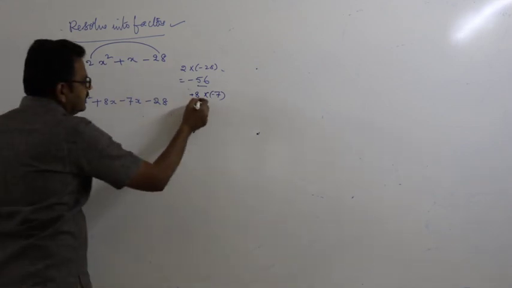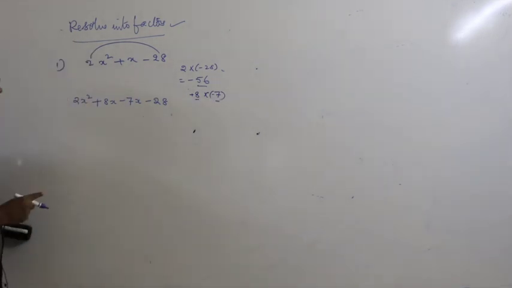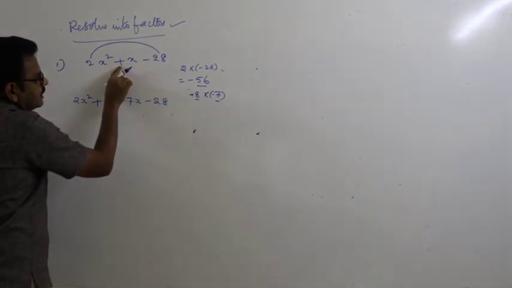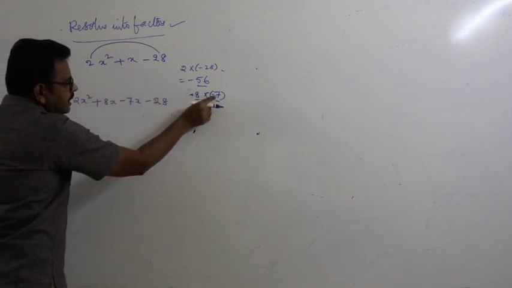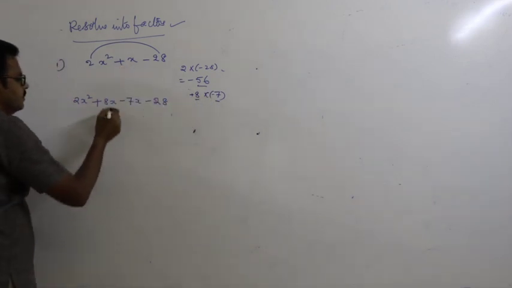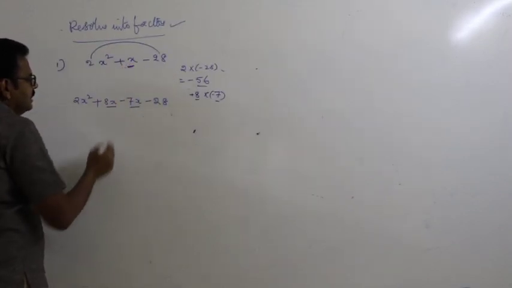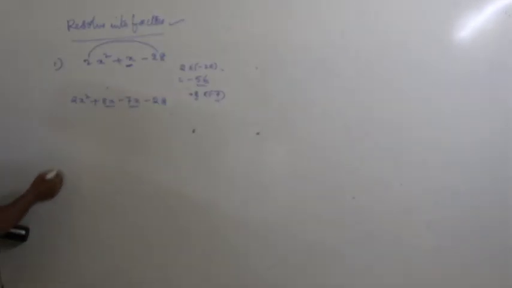Factors are 8 into 7. Of these, one factor is negative. See here, this is 1x, the sign is positive. So for the bigger number you put plus and for the smaller number you put minus. So plus 8x minus 7x is nothing but plus x, and their product is minus 56.